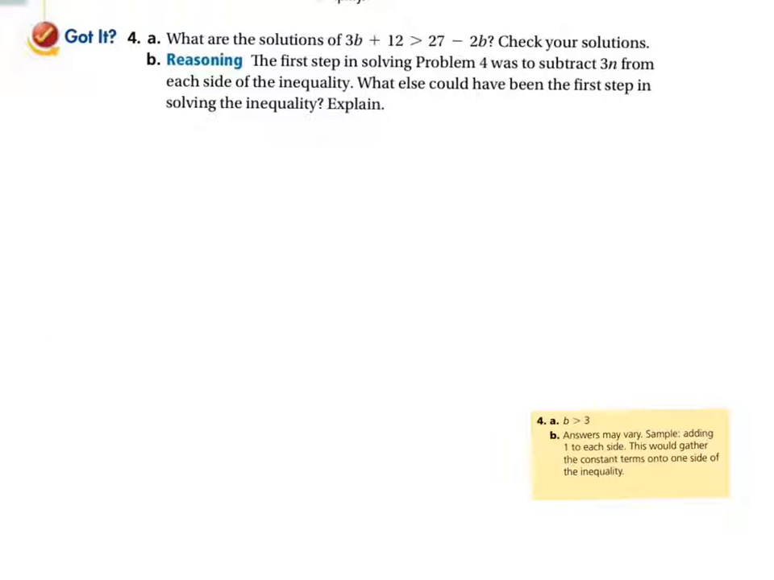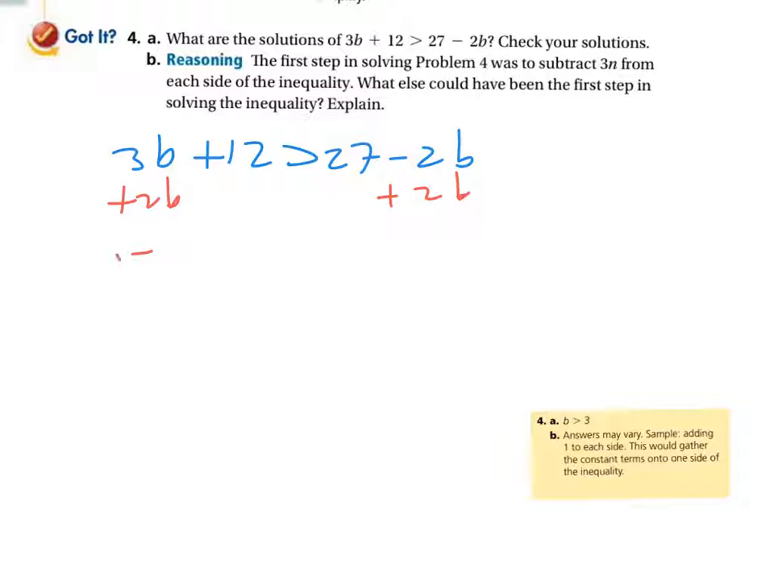So for the solutions here, we have 3b plus 12 greater than 27 minus 2b. I'm going to move that 2b to the left side by adding it to both sides. 2b or not 2b, right? A little Shakespeare fun there. So you didn't know math could be so educational, did you? So we get 5b plus 12 greater than 27.